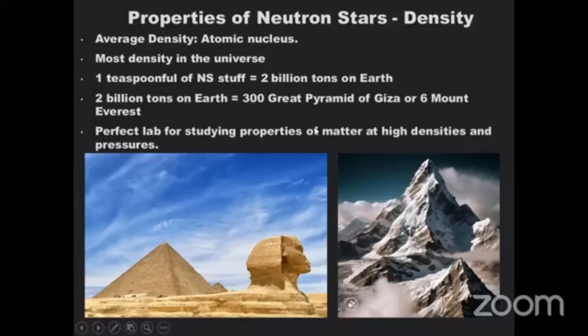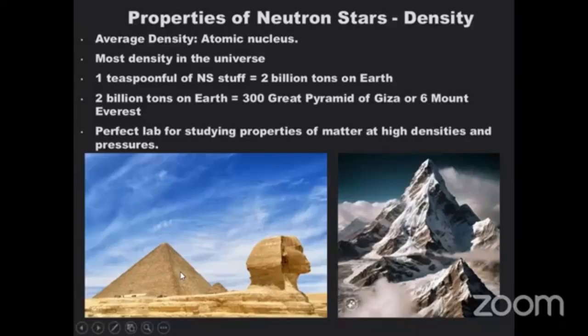Neutron stars are so dense that 1 teaspoonful of a neutron star is about 2 billion tons on Earth. To get a perspective of what 2 billion tons means, 2 billion tons is about 300 Great Pyramids of Giza in Egypt, or 6 Mount Everests. So here's the picture, the pyramids of Giza, ancient pyramids in Egypt.